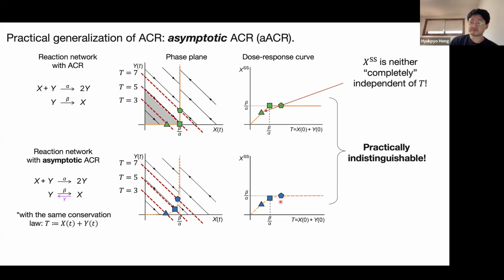And also, someone might think that this second version is not independent of the total concentration because there is an initial increment. But the same goes for the conventional notion of ACR, because in order to achieve perfect independence with respect to all initial conditions, we actually had to have enough amount of X and Y, even for the conventional notion of ACR. So we have to increase the total concentration to escape the initial increment in the conventional ACR example as well.